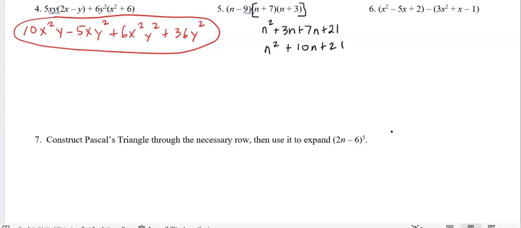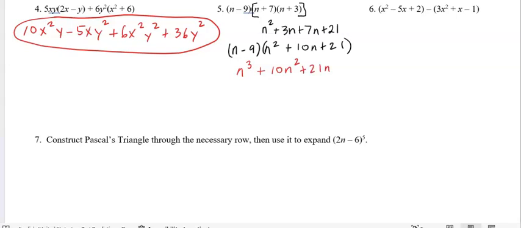And now I'm going to involve this n minus 9 binomial, and I'll multiply it times this FOIL result. So I'm going to distribute. The way this works is you'll be distributing both of these, the n and the negative 9. So distributing n first, you would get n times n squared, that's n cubed. n times 10n, that's 10n squared. And then n times 21 is 21n.